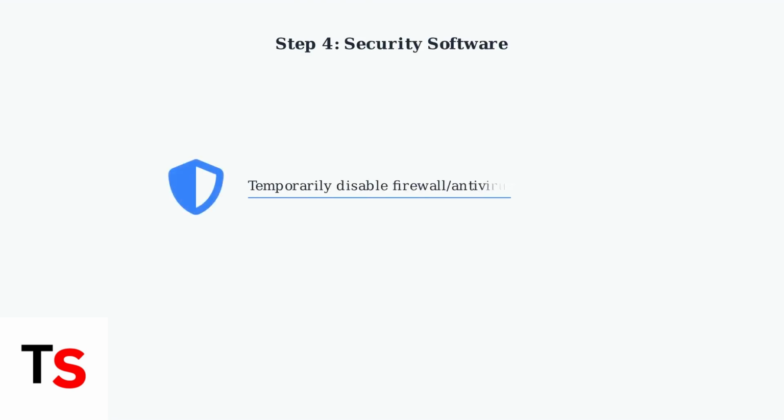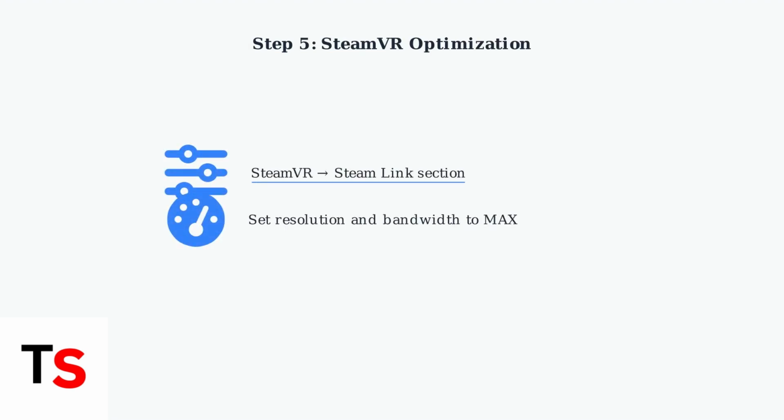Temporarily disable your firewall and antivirus software, as they can block the connection between your Quest and PC. Remember to re-enable them after testing. Optimize your SteamVR settings for the best performance. In SteamVR settings, navigate to the Steam Link section and set both resolution and bandwidth to maximum values.